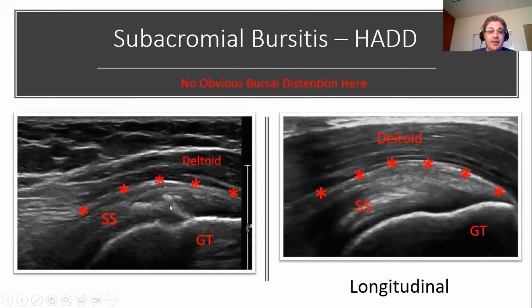You can see that in this patient, in the area of the subacromial bursa, we don't see obvious manifestations of bursitis. Where is the subacromial bursa? Right in this plane, deep to the deltoid, superficial to the cuff.